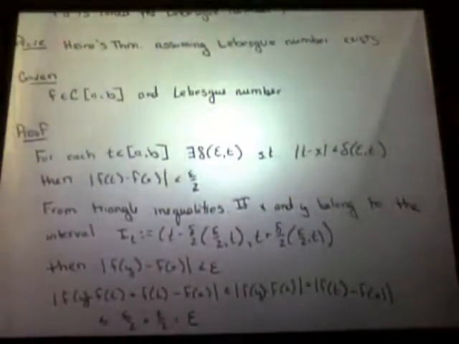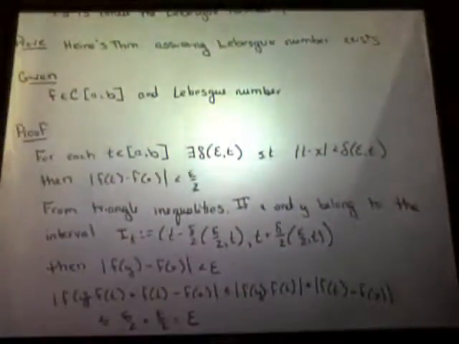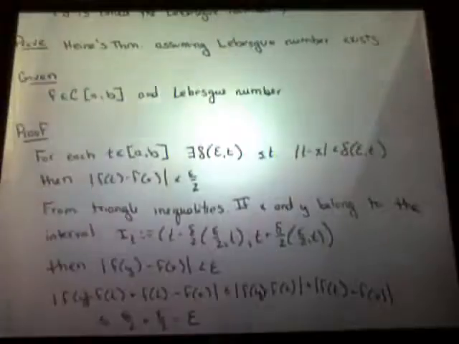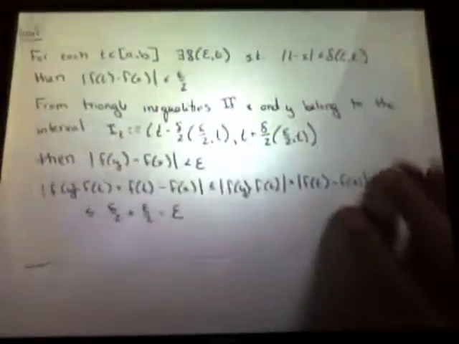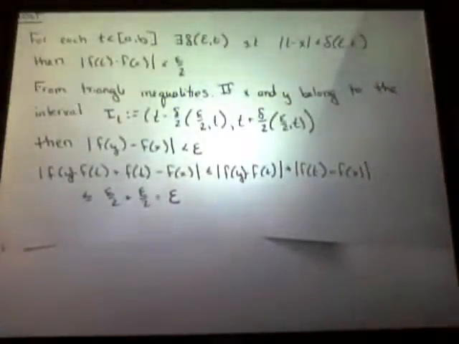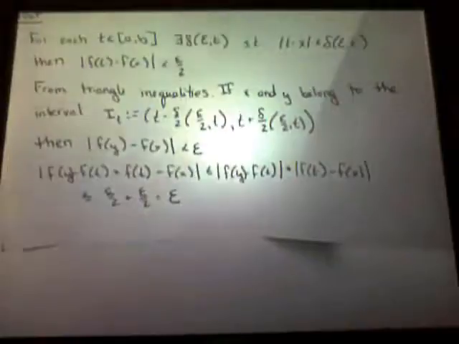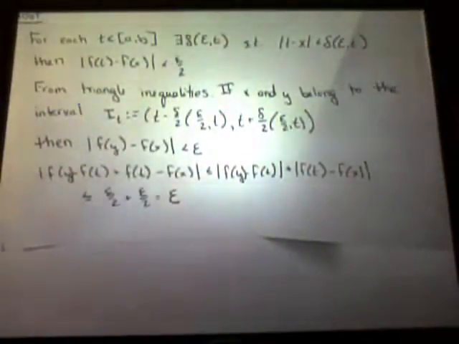Okay, so here we're going to prove the Heine theorem, assuming the Lebesgue number exists. So we're given that our function is continuous on [a, b], and then we have a Lebesgue number. I went with the same approach as we did in class, where we're going to have an interval, and our stuff's going to be in a smaller interval.